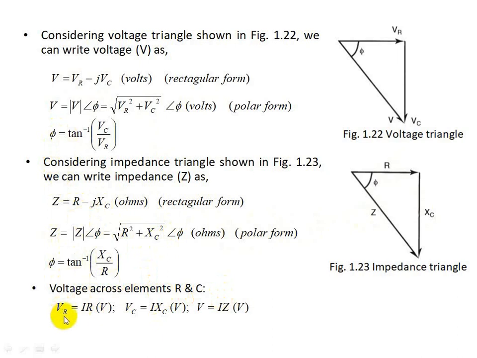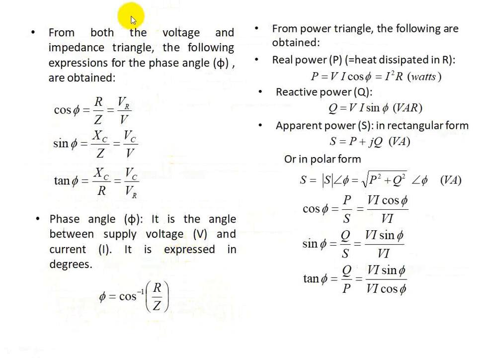Voltage across resistance R is VR, which is nothing but the product of I into R. Voltage across capacitance is VC, the product of I into XC. The total supply voltage is equal to I into Z, where Z is the total impedance of the circuit. Again, from the voltage and impedance triangles, cos phi is R by Z, which also equals VR by V, and sin phi is XC by Z from the impedance triangle. From the voltage triangle, it is VC by V.